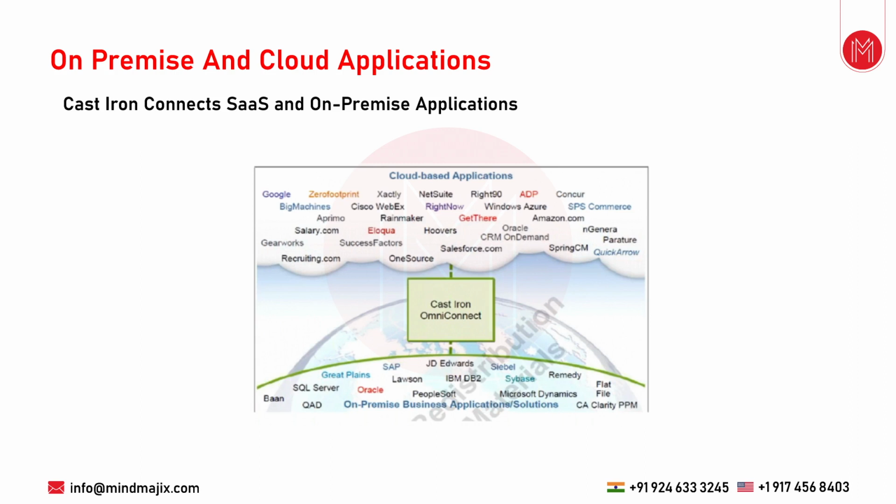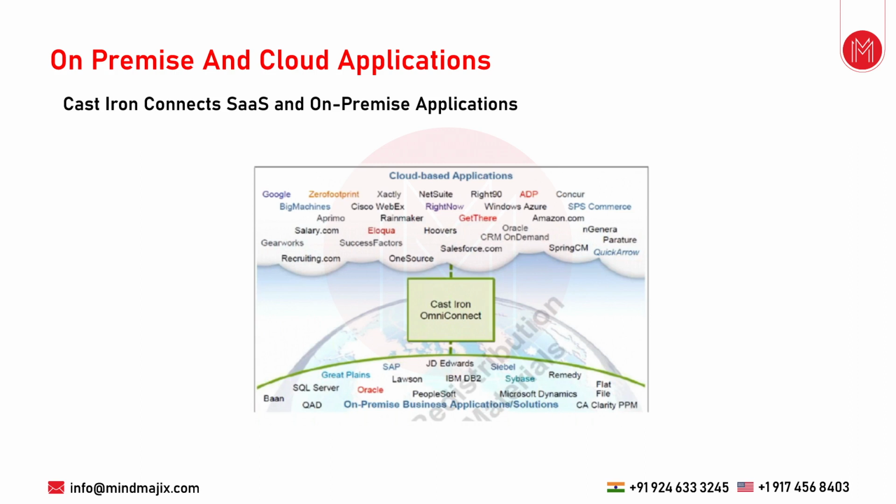And when coming to the SaaS applications, when I'm saying SaaS applications, cloud applications, and off-premise applications, all three are the same, we just have different names. We have different SaaS applications like Salesforce.com, and many more. If you observe in this picture, Cast Iron is connecting the on-premise applications and the SaaS applications.